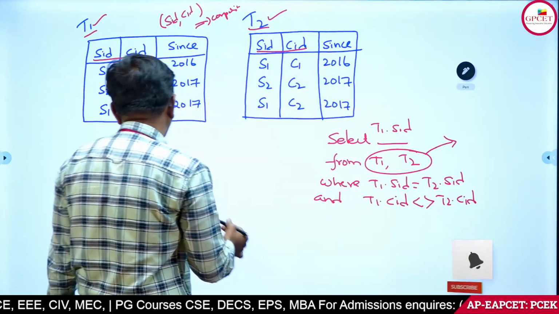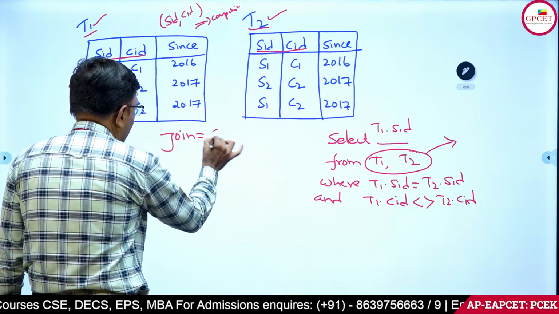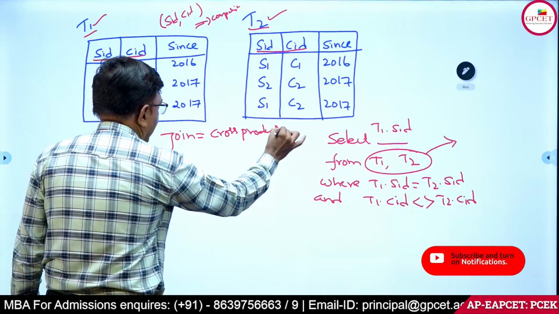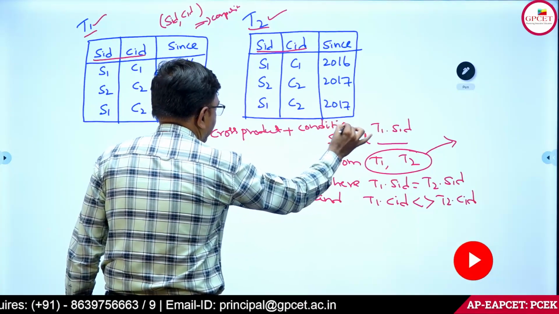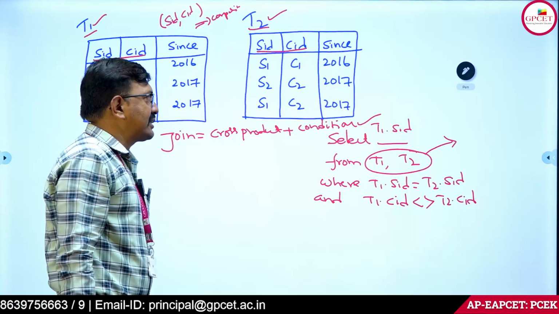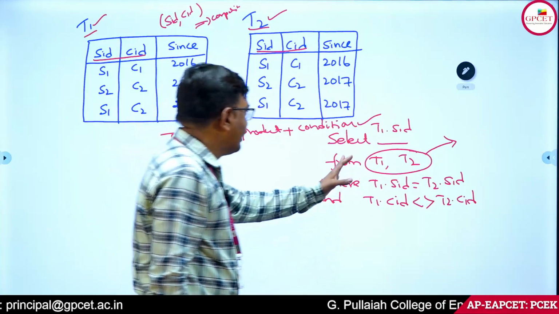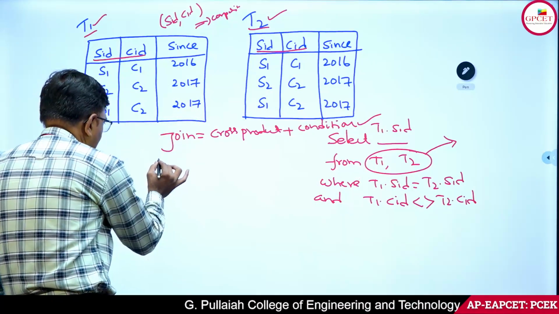What is the actual join operation? Keep in your mind, join is equal to cross product plus condition. I think you are familiar with that from previous classes also. Clear? Join operation is nothing but cross product plus condition. From T1 comma T2, what is that operation? Cross product. Observe the output.